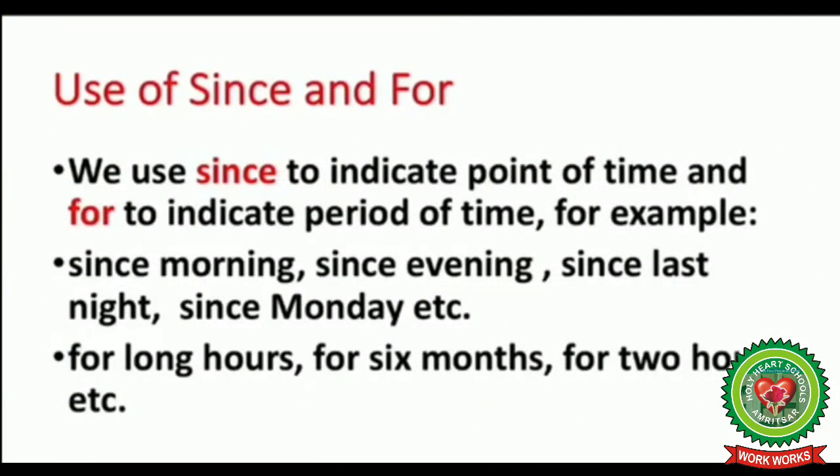So students, it is really very important to know the use of since and for in present perfect continuous tense. We use since to indicate a point of time and for to indicate a period of time. For example, since morning, since evening. Here we are talking about a proper point, morning. Since last night, since Monday, etc. And as far as for is concerned, for long hours, for 6 months, for 2 hours, etc. So it's basically the period of time, right?